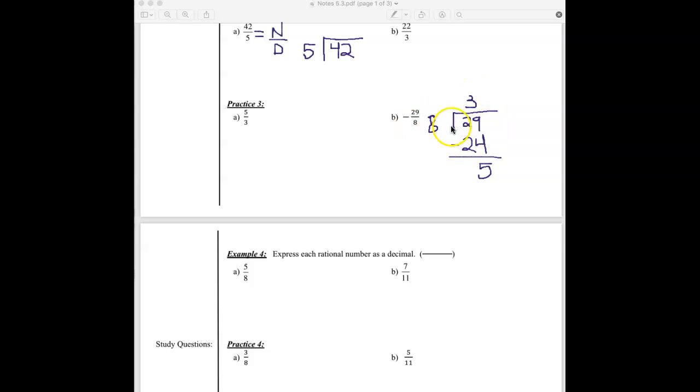from improper to mixed number. So the answer is 3 and 5/8. The remainder 5 becomes my numerator, and the 8 on the bottom doesn't change. So 3 and 5/8 is, well, better make sure we make that negative because it was negative to begin with. Negative 3 and 5/8, so there's that. And again, the 3 is part of the answer, and then the 5 is the new numerator, and 8 is the denominator, so negative 3 and 5/8.